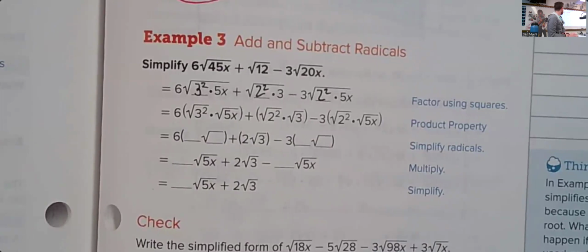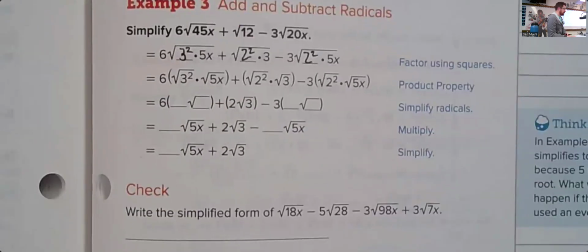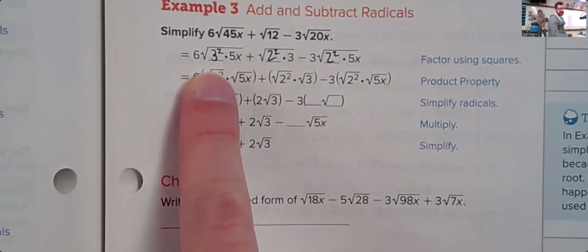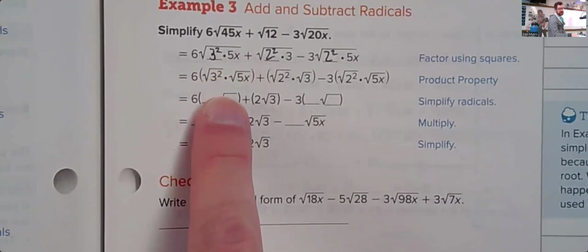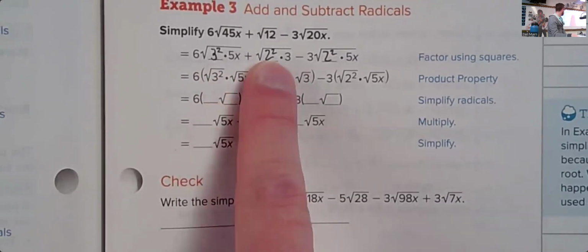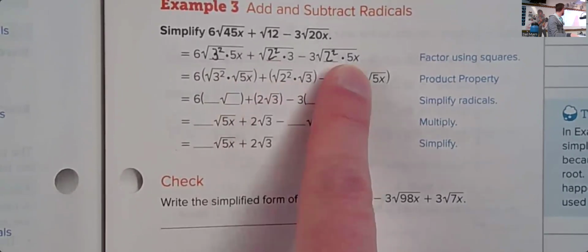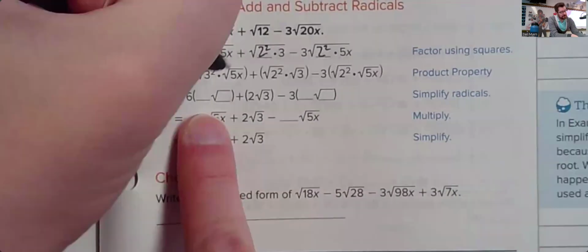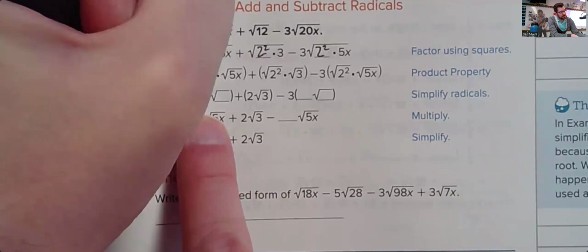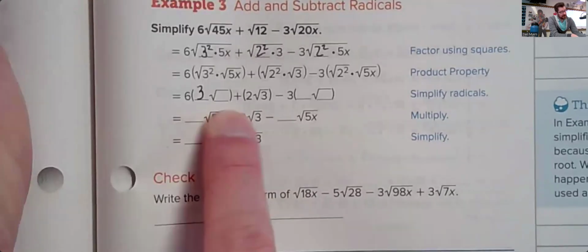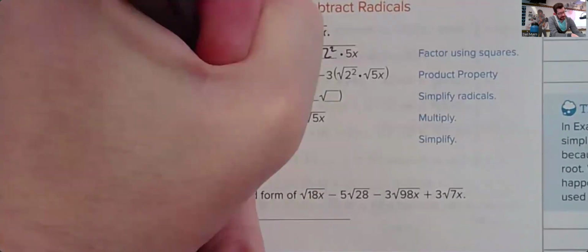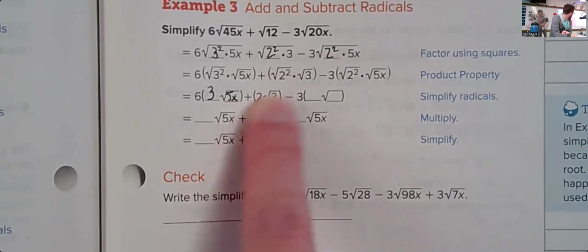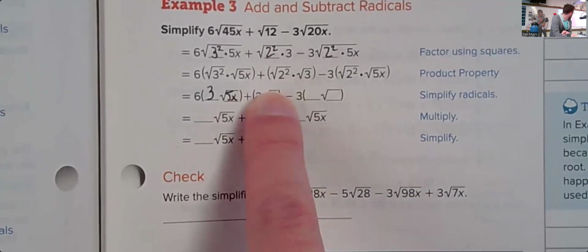All right. Then what it's doing is it's using the product property of radicals to break apart each of the radicands. Because if you have a square root of 3 squared times 5x, you can break that apart into the square root of 3 squared times the square root of 5x. Same thing here, square root of 2 squared times the square root of 3. Same over here, the square root of 2 squared times the square root of 5x. The square root of 3 squared is what? 3. And then under the square root over here, the radicand is still 5x. So we just write 5x under the radical there. Here we have 2 times the square root of 3, because the square root of 2 squared is 2, times the square root of 3 gives us 2 root 3.